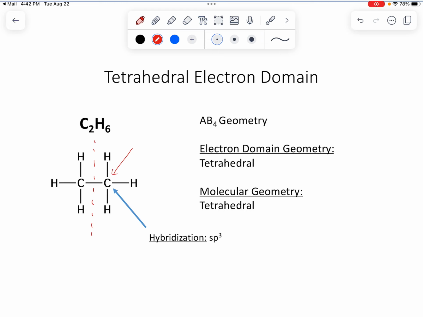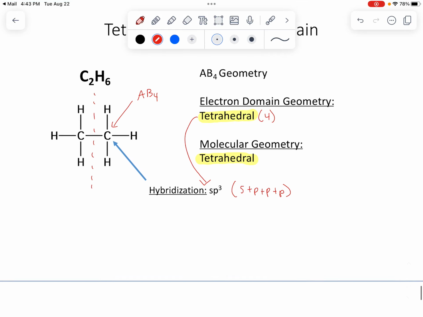So if you're using the AB classification, we'd call this AB4, which would lead us to say that the electron domain geometry is tetrahedral and the molecular geometry is tetrahedral. We want to be able to say, since the electron domain geometry is tetrahedral, it needs 4 orbitals, so it's going to be sp3 hybridized, right? An s orbital plus 3 p orbitals. So that's what we would do to describe C2H6. So imagine from here that I take away 1 hydrogen from each of the carbons and make a pi bond between them. That's what we'll look at next.